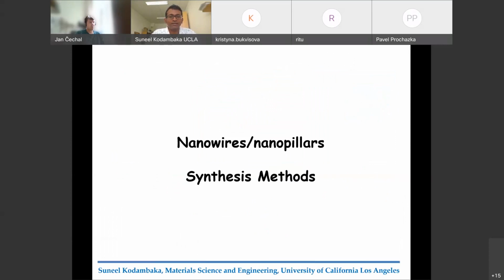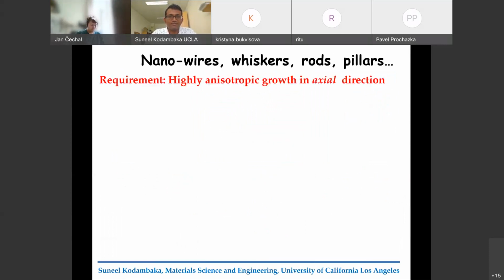Okay, now let's move to the main topic, and that is how are these materials synthesized? And one of the key requirements for any of these structures to be made is that these are one-dimensional. So you need to have the growth along the axial direction to be significantly higher than in the other two directions.